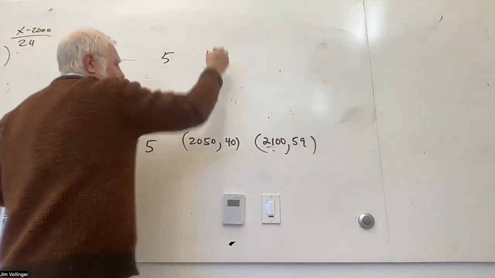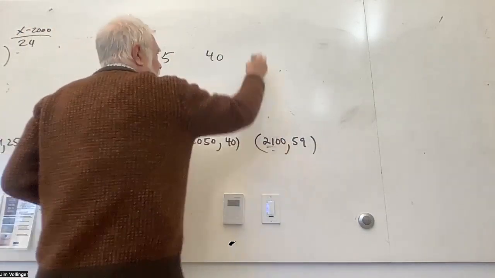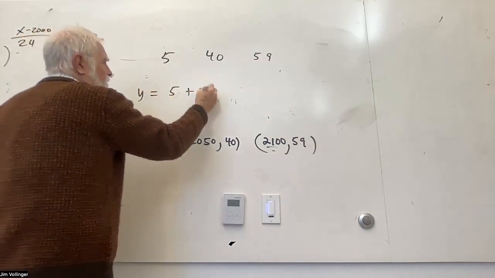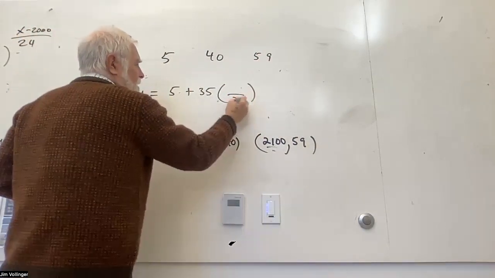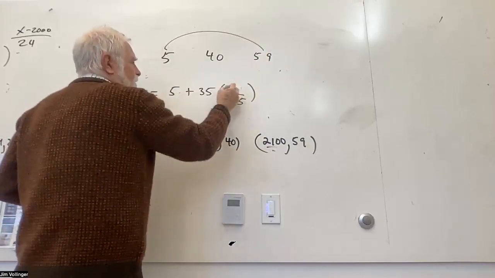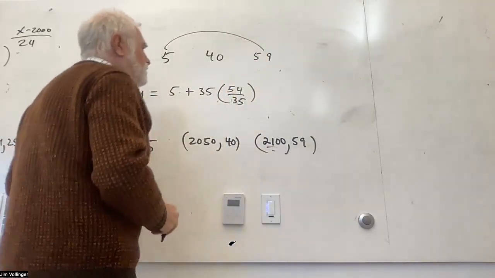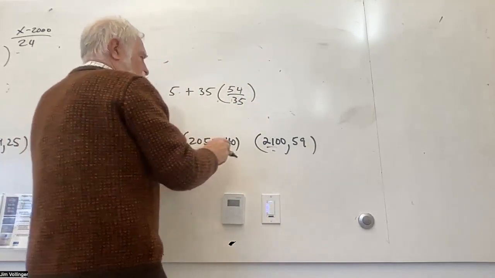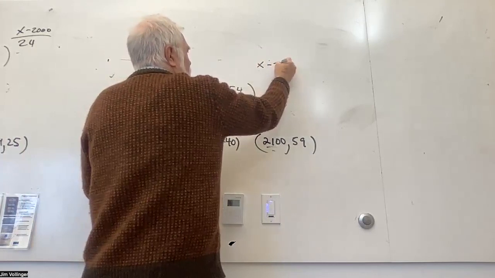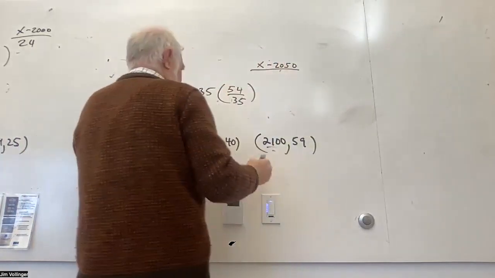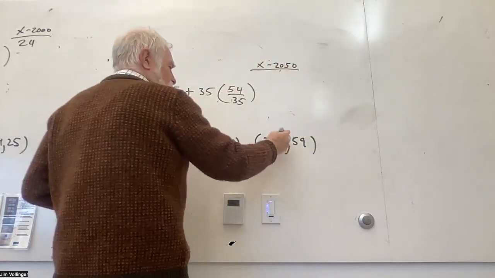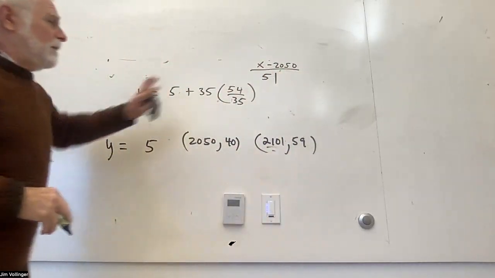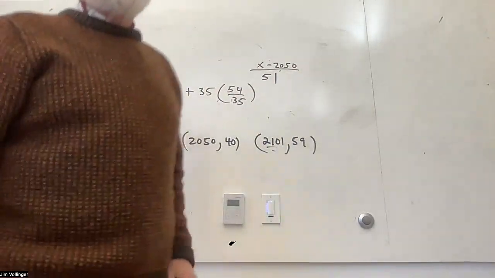5, 40, and 59. So y equals 5 plus 35, not 35. 5 to 49, 54. Got something in between, less than doubling. Okay, and we've got 250. So x minus 2050. And it looks like in 50 years, let's make this 101, just to make it look a little different. So in 51 years, that process is taking place.